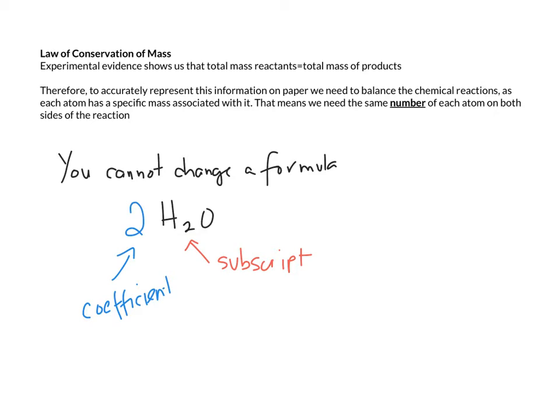So here, this 2 out front will multiply both the hydrogen and the oxygen. So the coefficient goes in front of an element or a molecule, and it will multiply all of the atoms following it. So we would have 4 hydrogens and 2 oxygens. So this is the only thing you're allowed to do when you're balancing chemical equations.